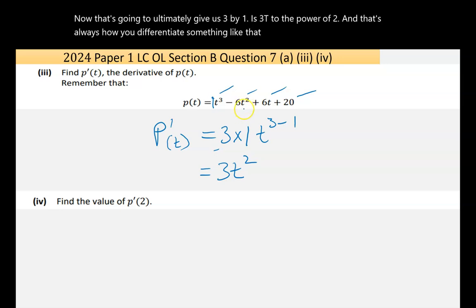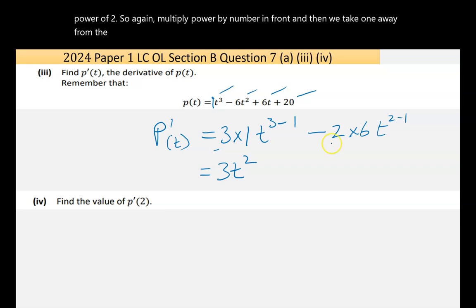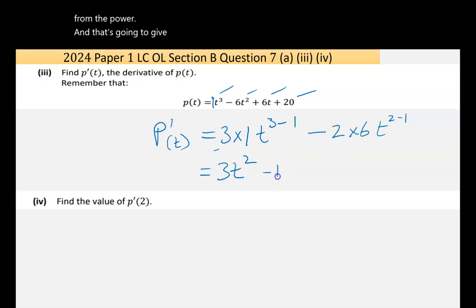Now the next term, minus 6 times t to the power of 2. So again, multiply power by number in front, and then we take 1 away from the power. Now that's going to give me minus 2 by 6 is minus 12t. To the power of 2 take away 1 is 1.